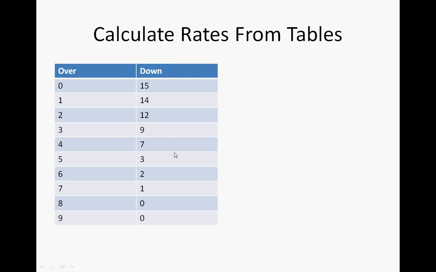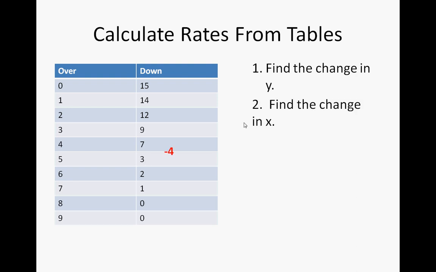So let's take the same points as we did last time. Let's take 4, 7 and 5, 3. The first step is the same. We find the change in the y. We need to find the difference between 7 and 3. And remember, we subtract the beginning from the end, so we get -4 again. And then we're going to find our change in x, subtracting beginning from the end. 5 minus 4 is still just 1. And when we divide, we still get -4 divided by 1, which is -4 feet per foot over.